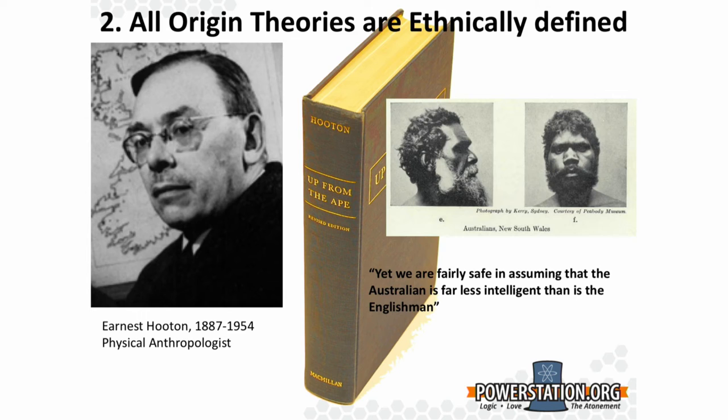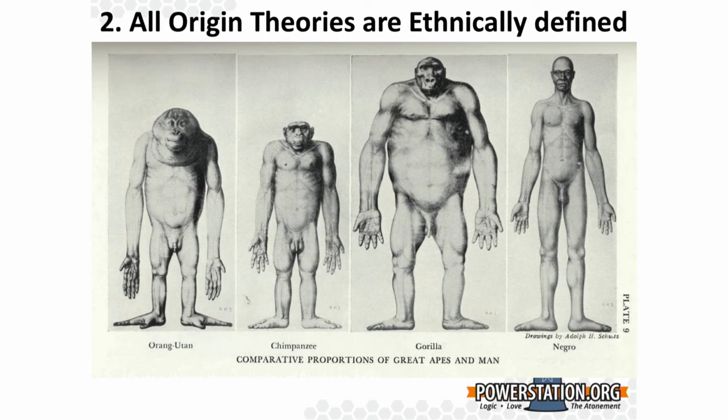Yet we are fairly safe in assuming that the Australian, he's talking about black Aborigines in Australia, is far less intelligent than the Englishman. And then he had charts like this in his book comparing blacks to apes and showing the similarities between the two.